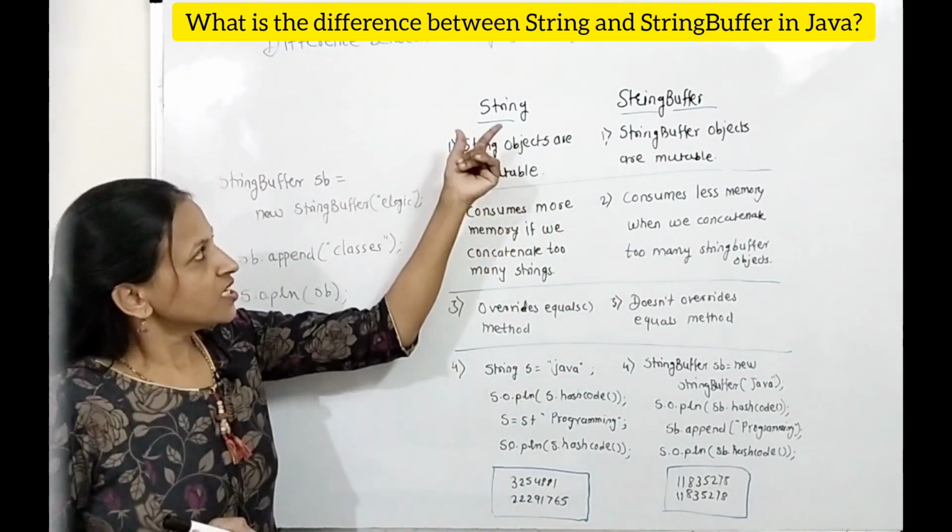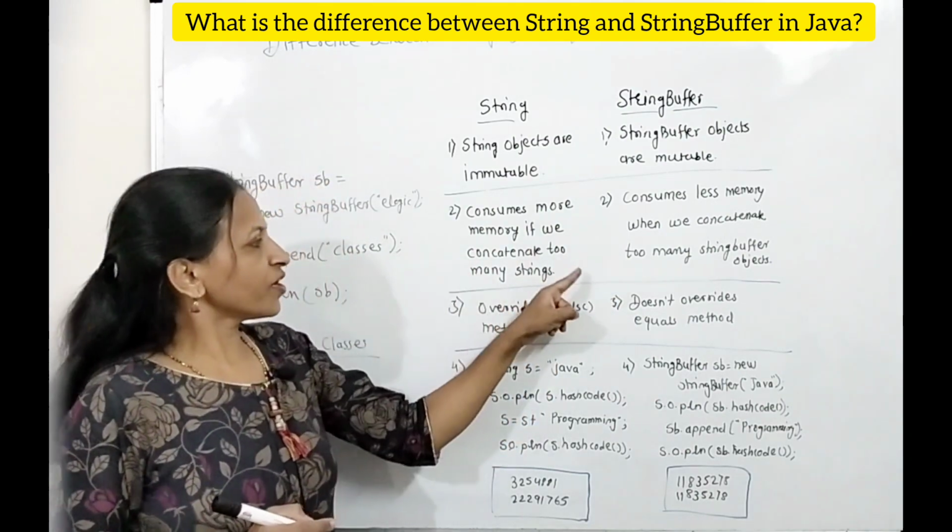Now the second difference is: String consumes more memory if we concatenate too many strings.